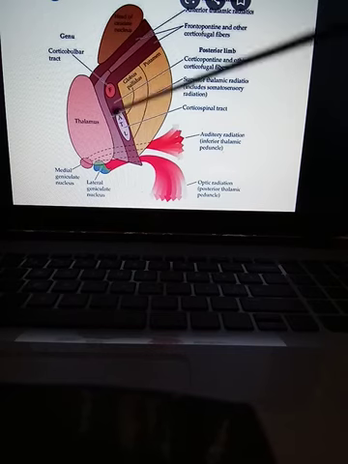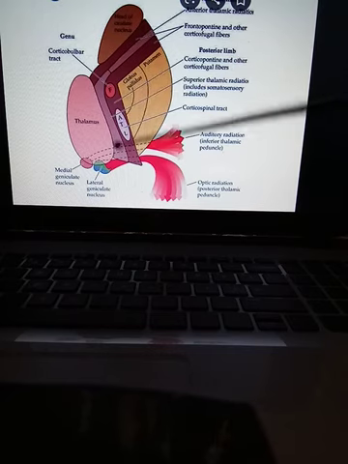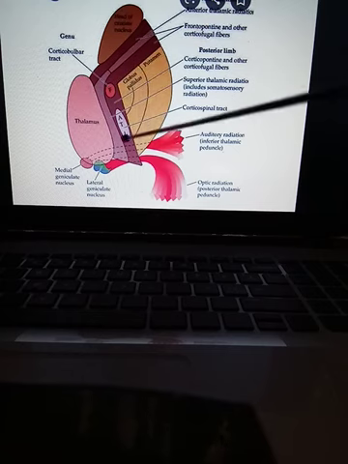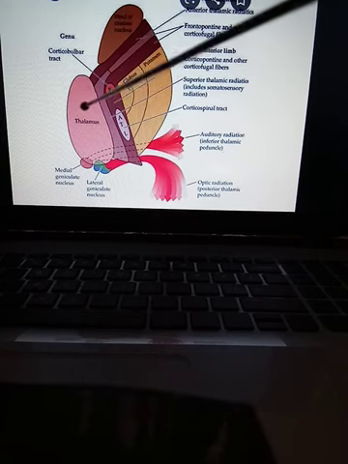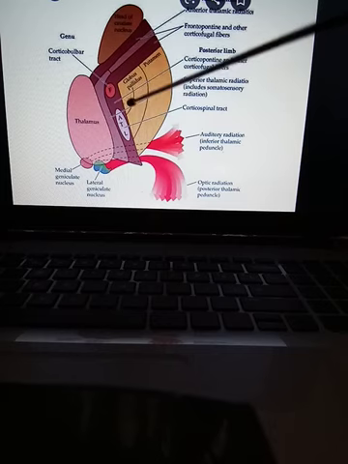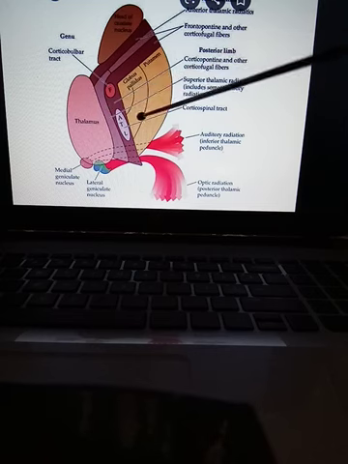Then you have the posterior limb. This posterior limb of the internal capsule separates your thalamus from the posterior part of the lentiform. Thalamus will be present medially and the posterior part of the lentiform will be present laterally.